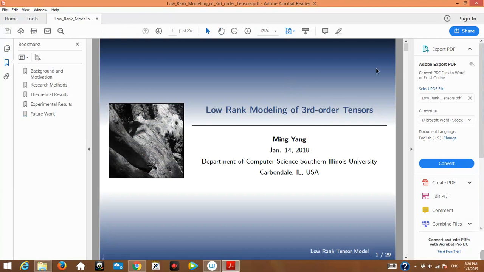Hello everyone. Today we are talking about low-rank modeling of third-order tensors. First, we introduce what low-rank modeling is.